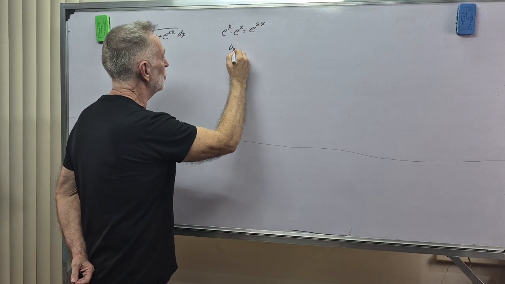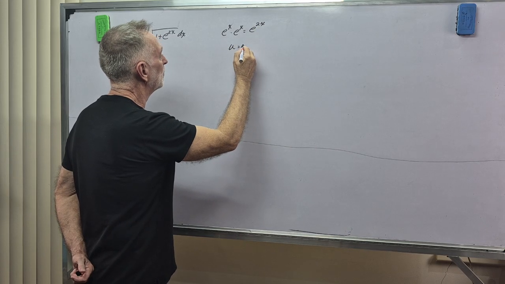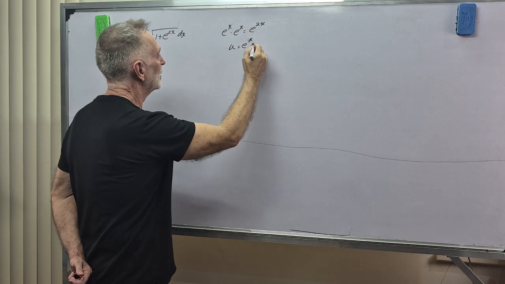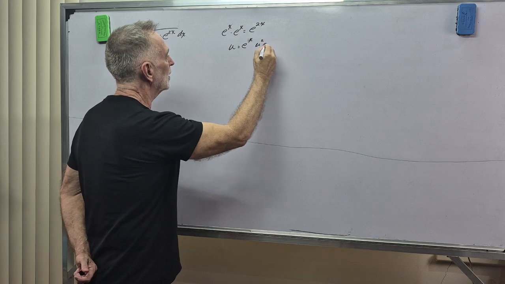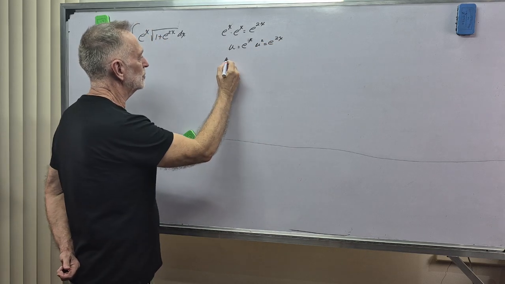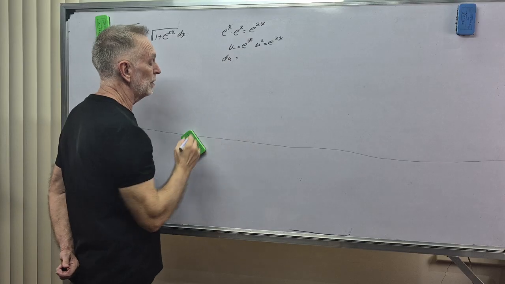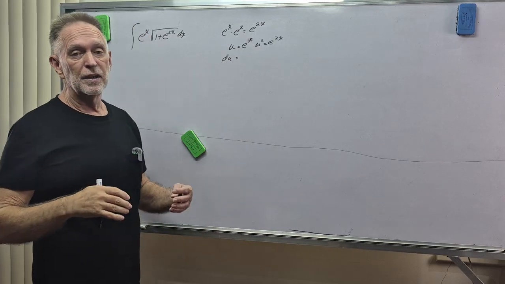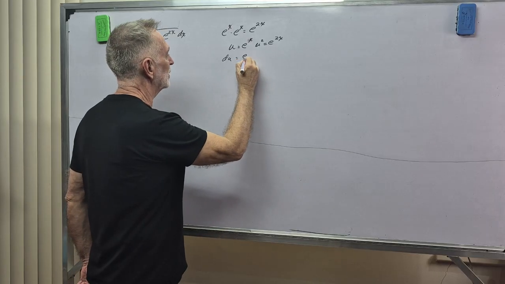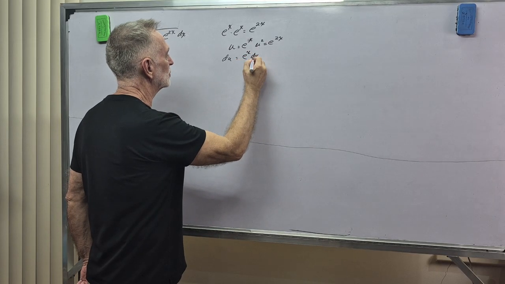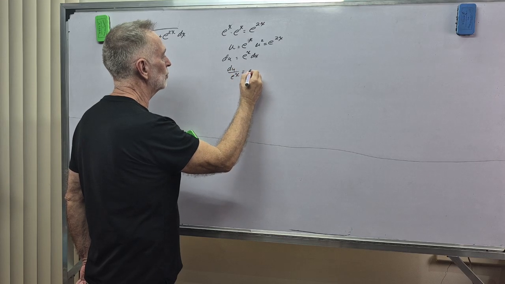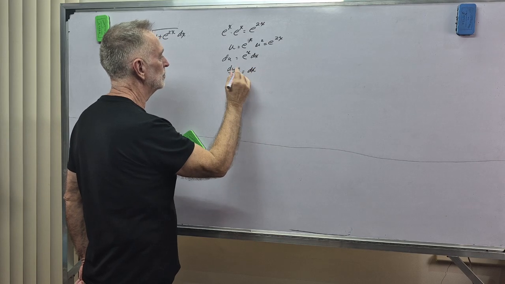So if I let u equal e to the x, u squared is e to the 2x. Okay, so let's take du, that's the derivative of e to the x, which is e to the x dx. So du over e to the x equals dx.